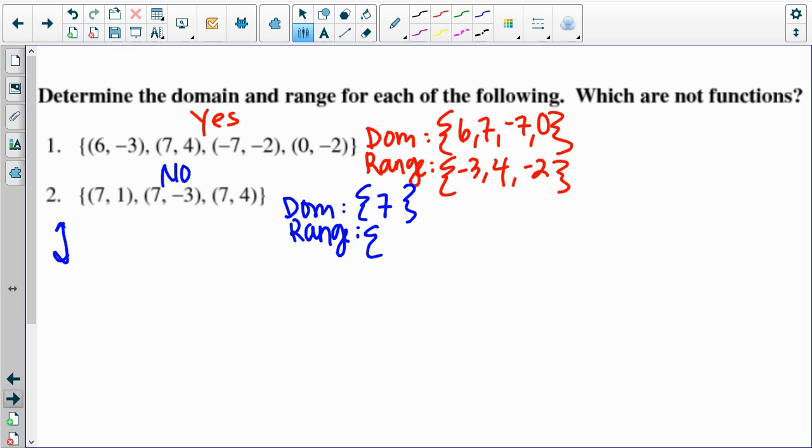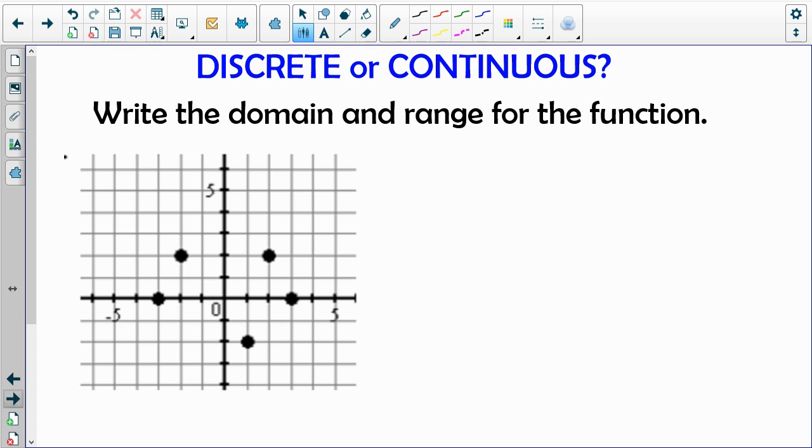But the range, tell me all the y's. 1, 1, -3, 4. Thank you, Kim, for doing that. 1, -3, and 4. Okay, so with ordered pairs, you get to put the specific x's in your domain, the specific y's in your range. Those are discrete because they're just certain points. Now let's start with the graphs.